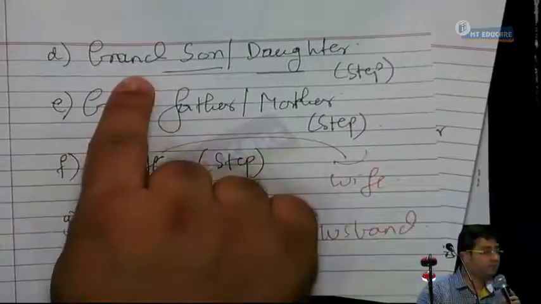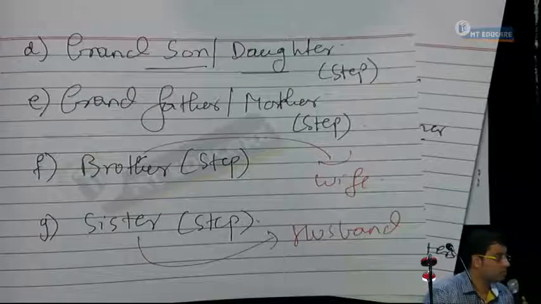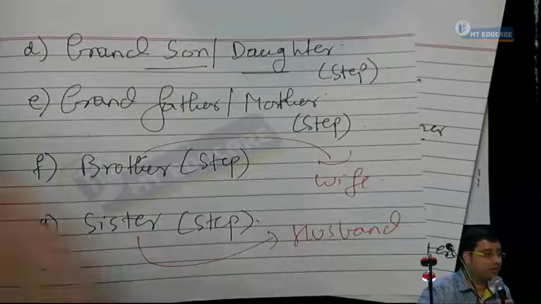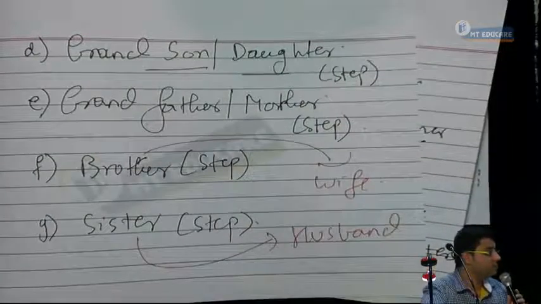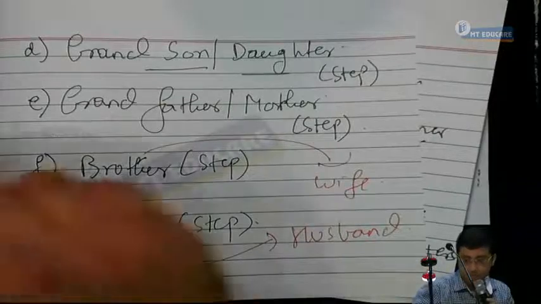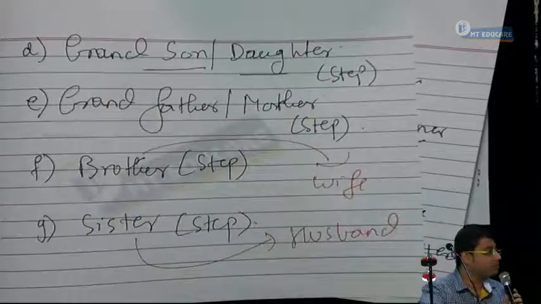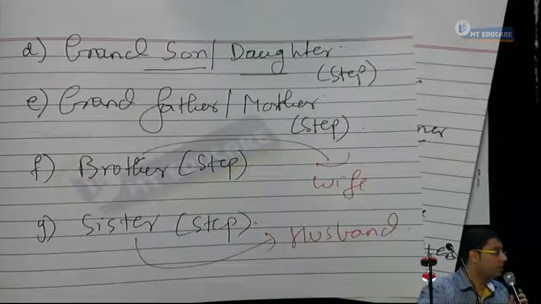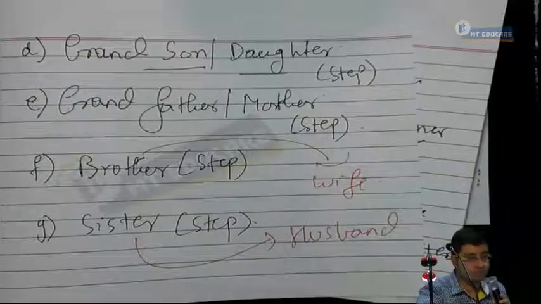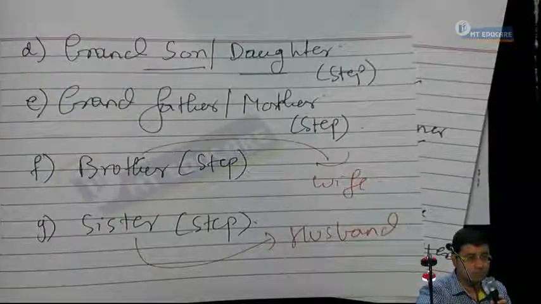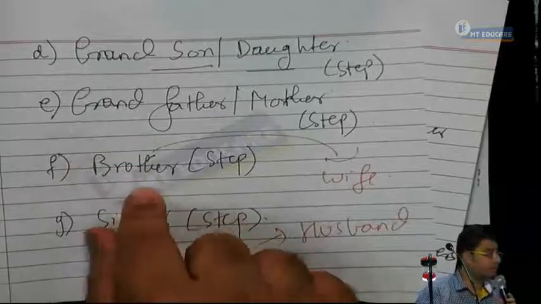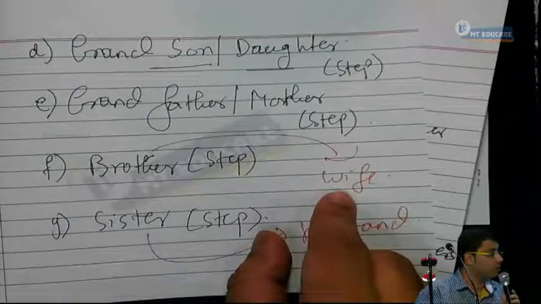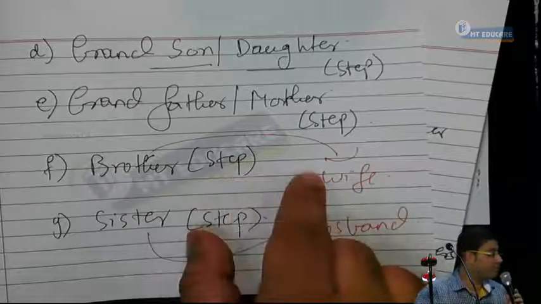Next one, grandson, granddaughter, including the step relation. Next one, grandfather, grandmother, including the step relation. Next one, brother, brother's wife, and in bracket you'll write stepbrother, stepbrother's wife.